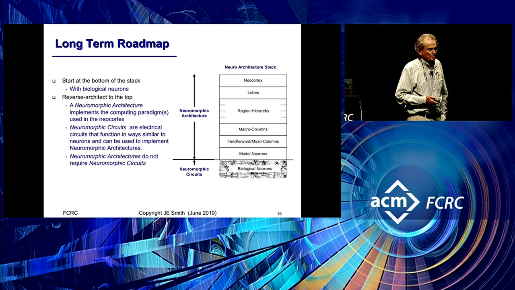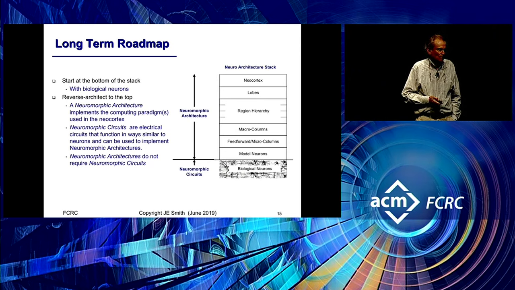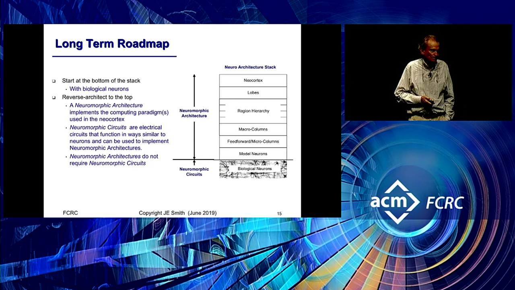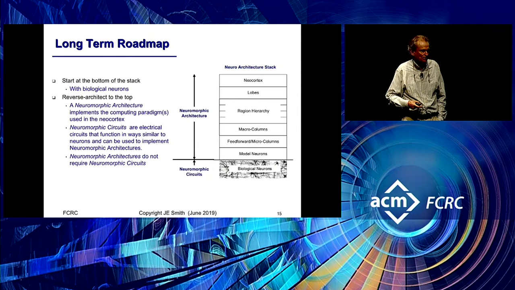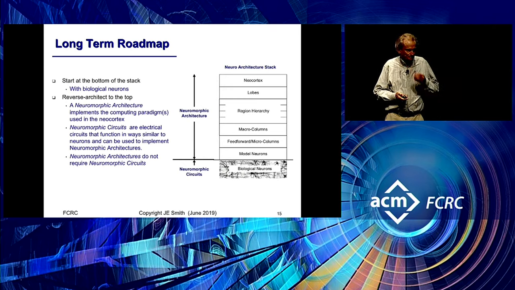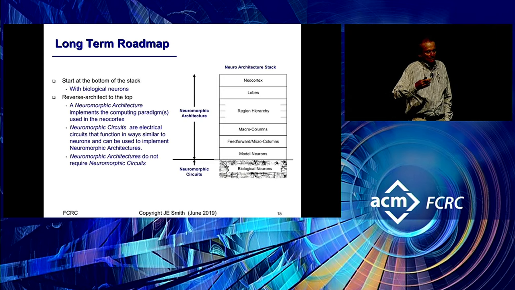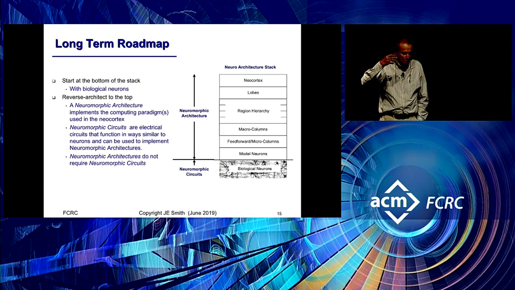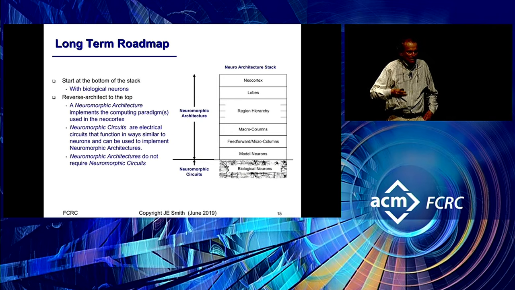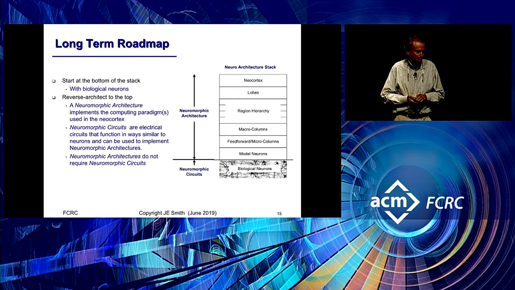Okay, so here's the long-term roadmap. We'd like to start at the bottom of the stack, do the primary abstraction, and then just work our way up the stack. In this talk, we're going to start that process. I'm going to do the first primary abstraction, do the next layer into columns, and at that point, we're pretty much going to be at our first milestone, which is that temporal neural network.